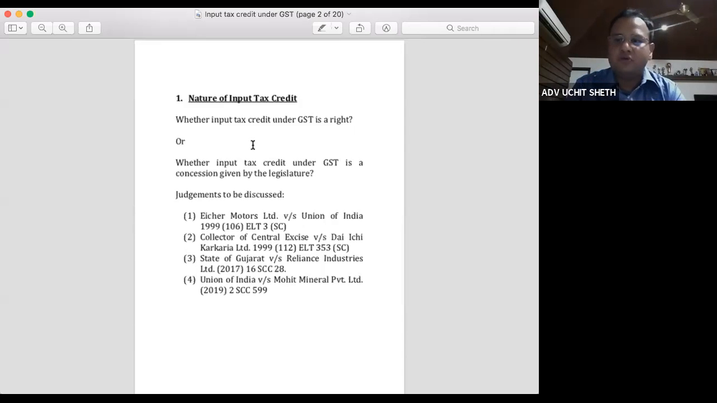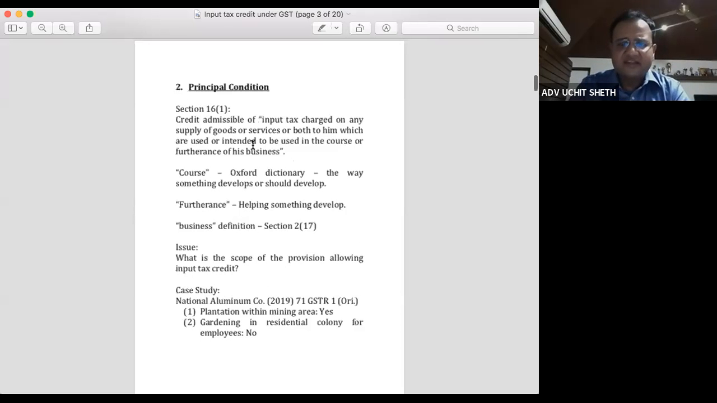The legislature can impose conditions for availment or utilization of input tax credit, but once we satisfy the condition, we are entitled to the input tax credit, then subsequently the legislature cannot take the credit away. This analysis, or this understanding, will be useful when we move forward and analyze the other specific provisions of the GST law. So with this, let us move to the specific provisions.